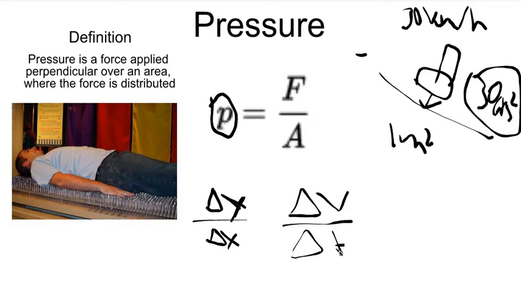So let's do this right now. So change in velocity, or delta v, is going to be 30 kilometers an hour.